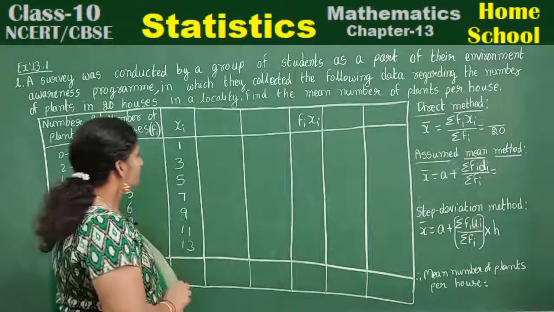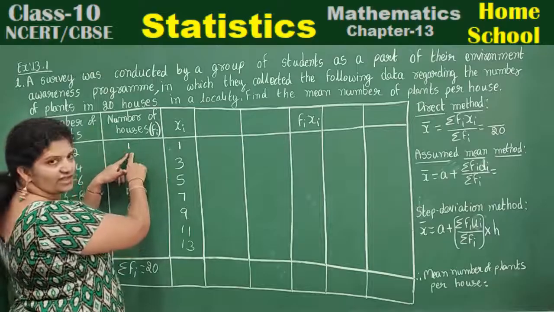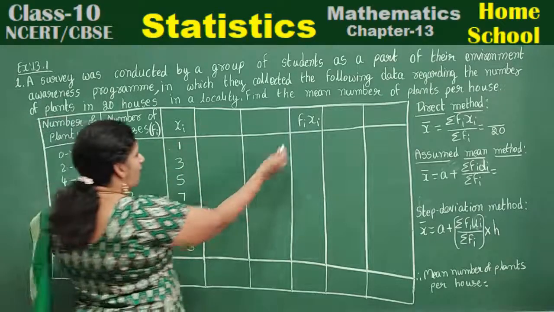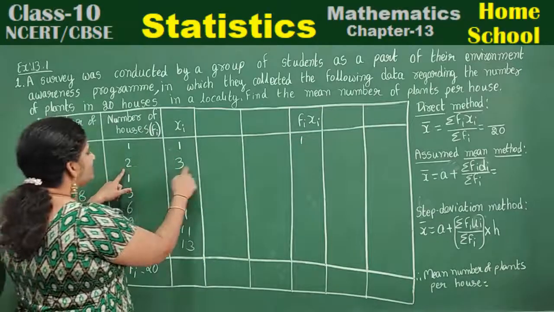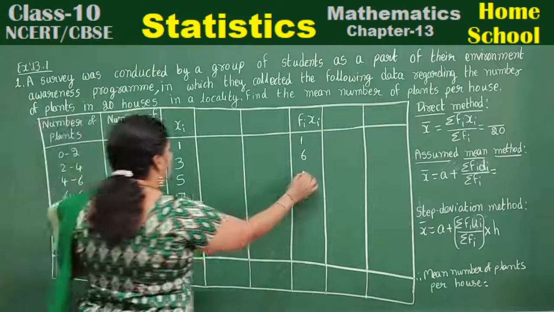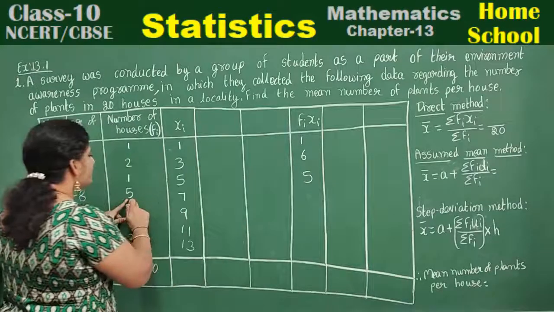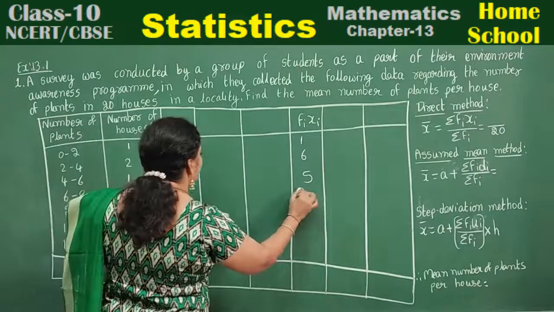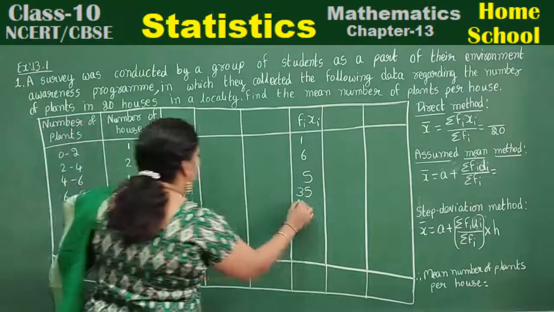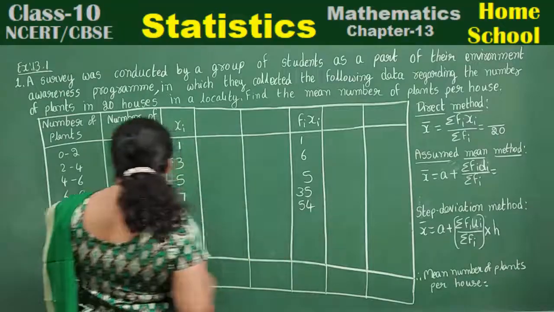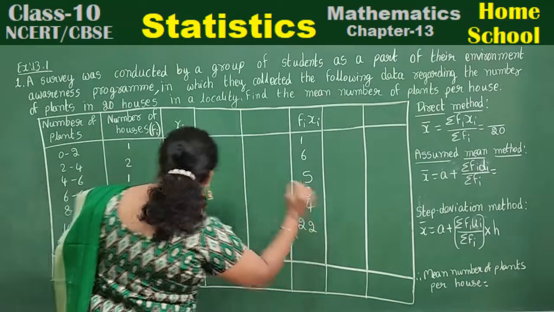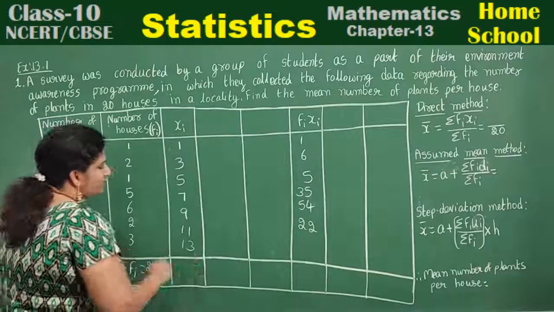fi xi. Observe here, fi is this, xi is this. 1 ones are 1. 2 threes are 6. 1 fives are 5. 5 sevens are 35. 6 nines are 54. 2 elevens are 22. And 3 13s are 39.